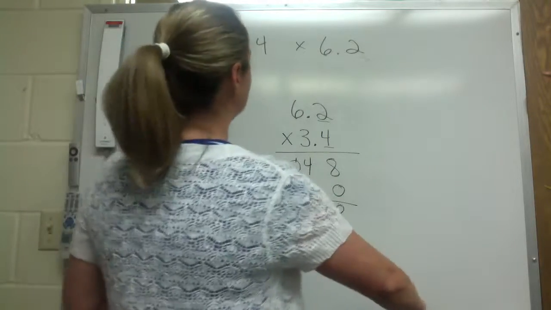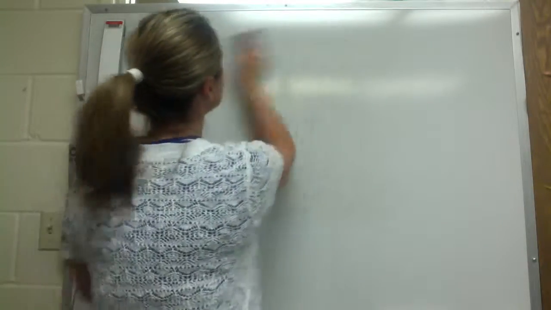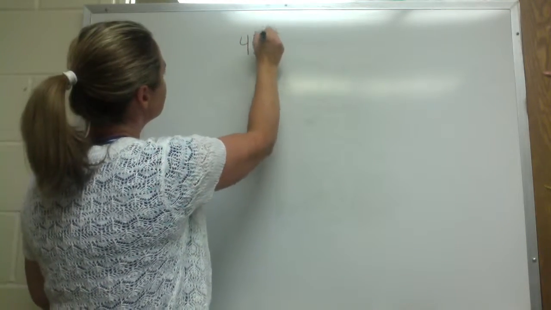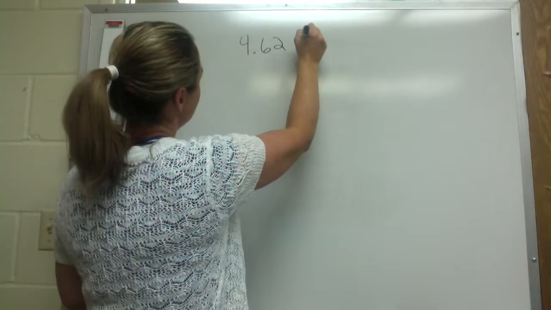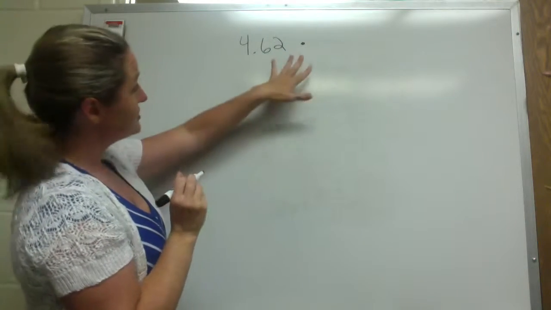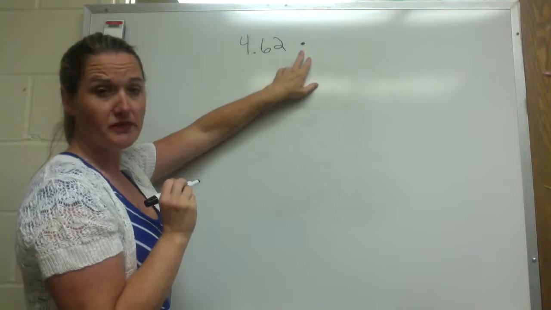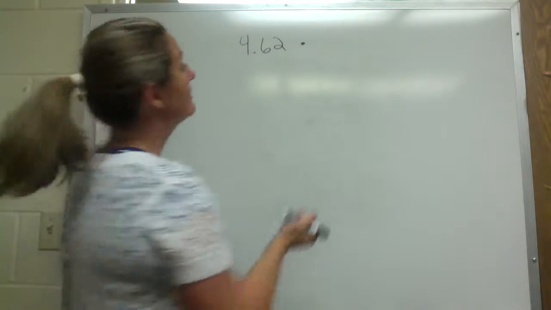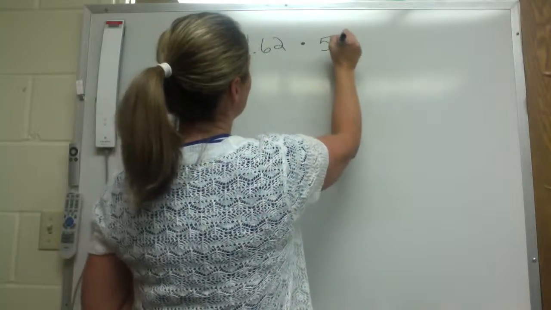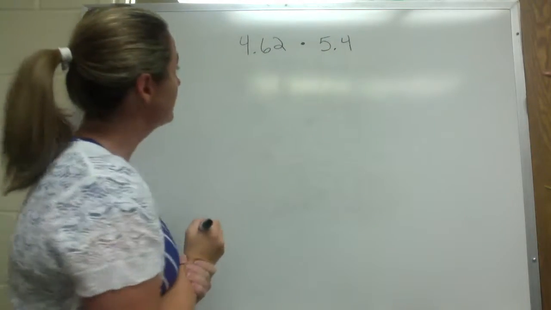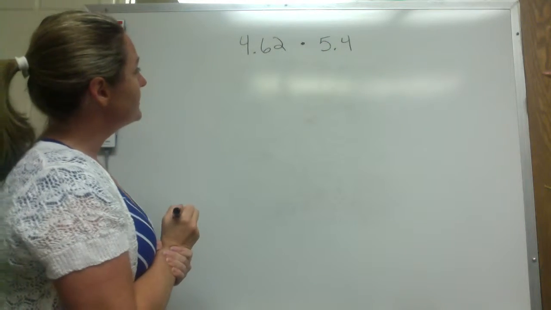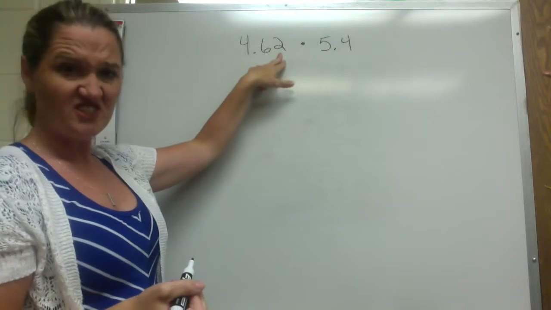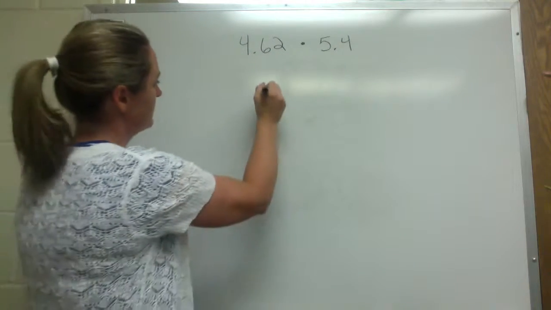Okay, let's try this again. Okay, let's do 4.62 times. Now I'm going to change it up a little bit. This is another way to show multiplication. So if you ever just see a dot in between 2 numbers like that, they want you to multiply. All right, 5.4. Okay, so let's go ahead. Well, I normally put the bigger number on top, but in this case, this has more digits, so I think it'd work better for me to put that on top.